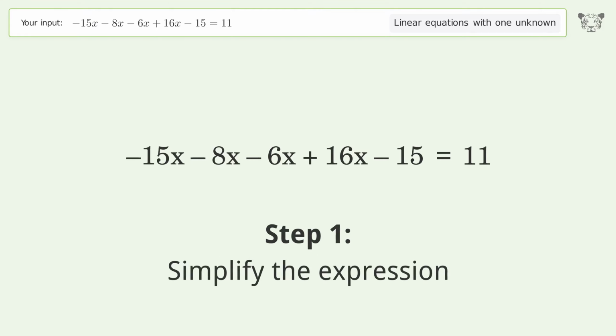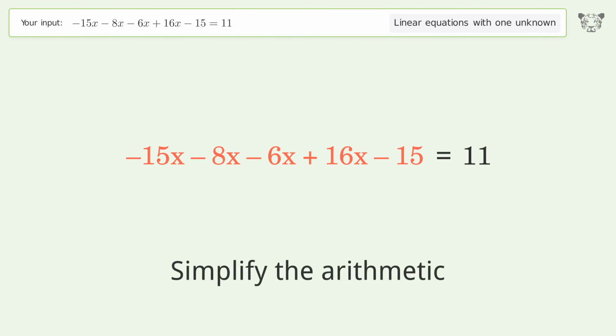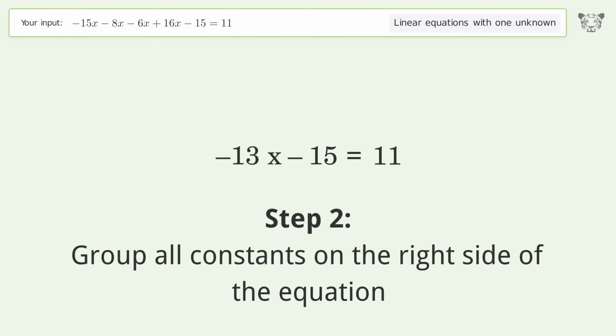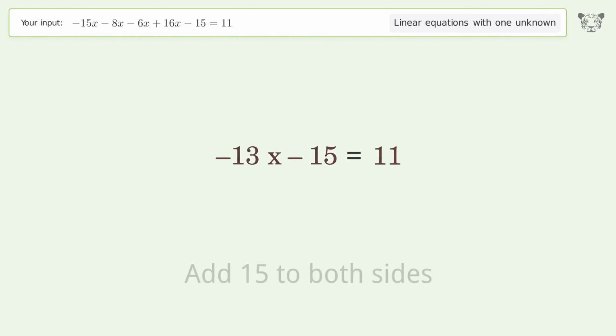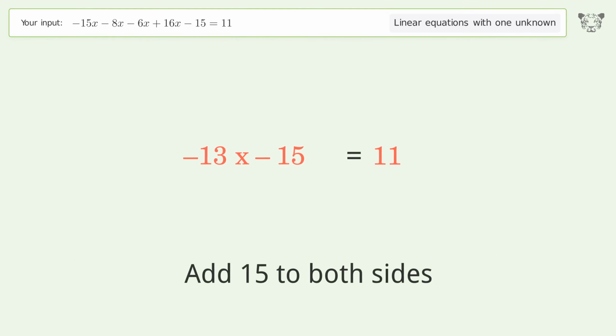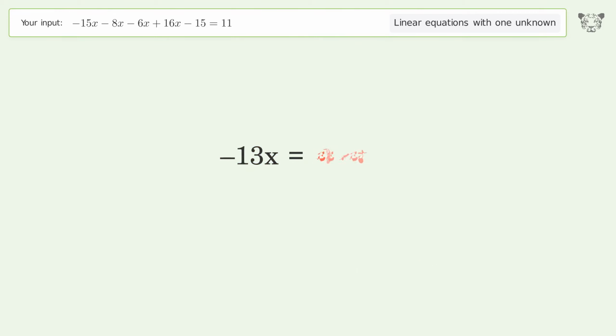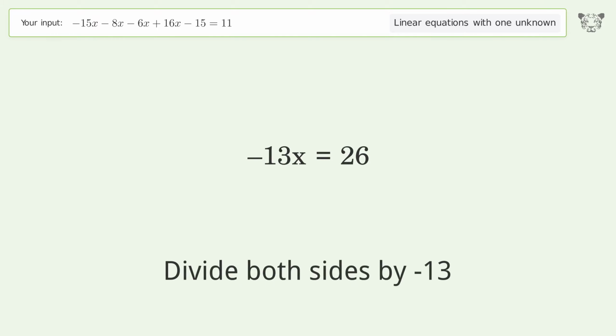Simplify the expression. Simplify the arithmetic. Group all constants on the right side of the equation. Add 15 to both sides. Simplify the arithmetic. Isolate the x. Divide both sides by -13.